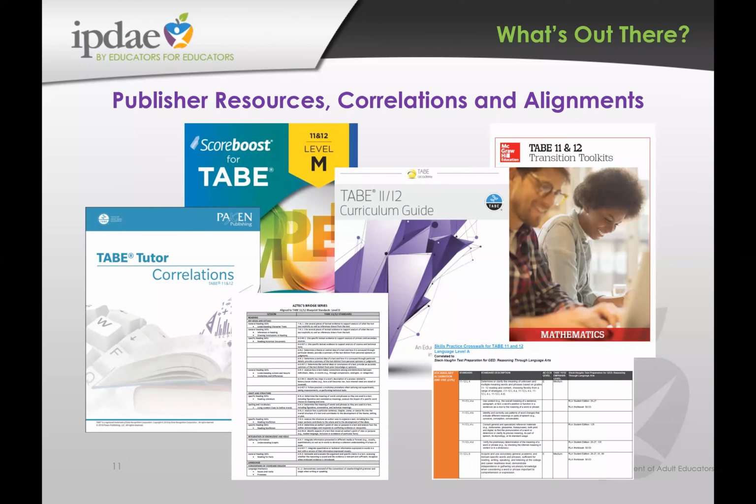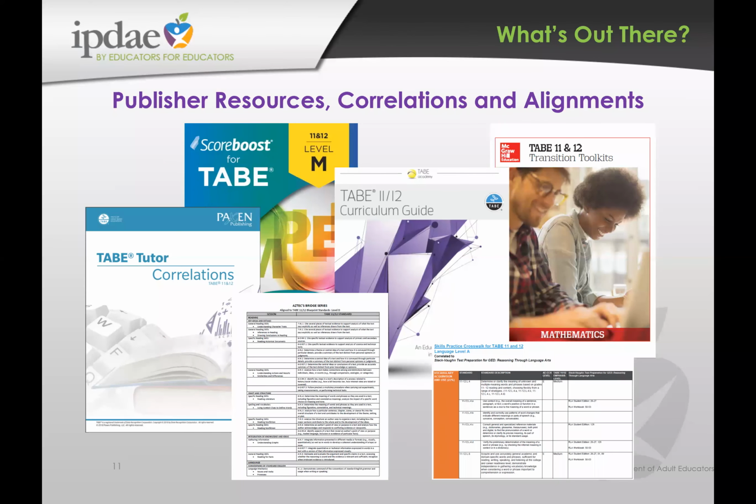So start picking up the phone, sending out emails to your local representatives or where you order your textbooks, and ask them about these correlations. Is there a curriculum guide that's been developed? Is there a pacing guide? Is there a crosswalk between the old series and the new TABE 11 and 12? Or are there any new materials or resources out there, such as Score Boost or TABE Tutor, that really are going to align to the new TABE standards?